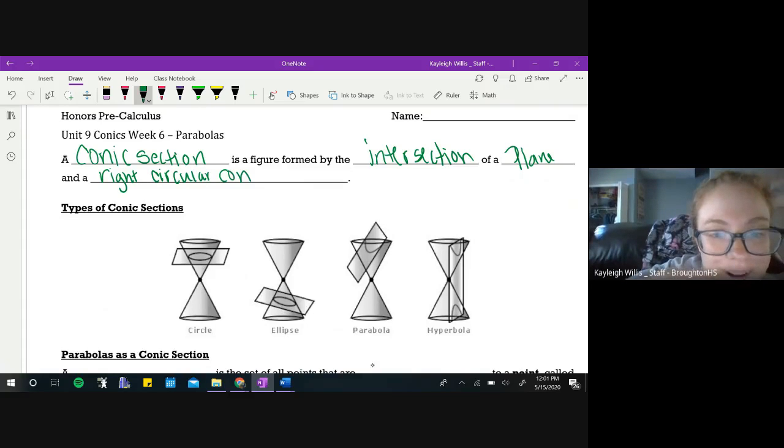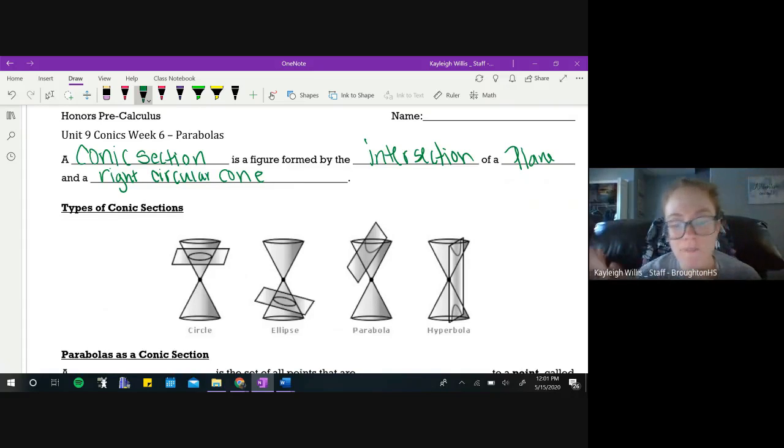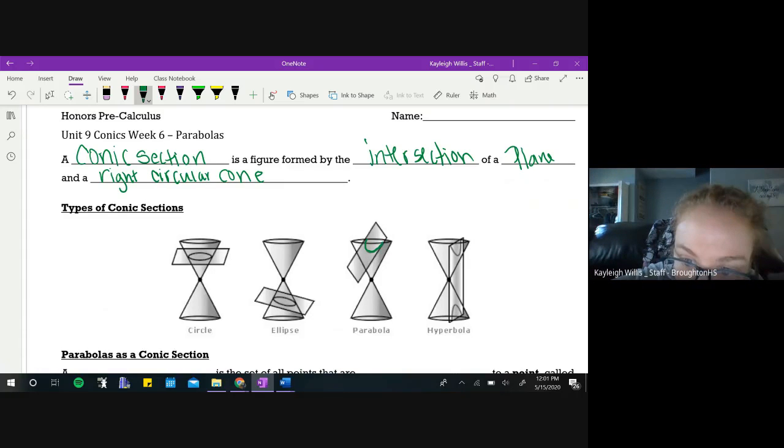And if you're just like, what the heck? I have 4 beautiful examples. The way we tilt that plane creates the 4 conic sections that we are talking about. We will not be talking about hyperbola this year due to the corona, but we're going to focus on circle, ellipse, and parabola. Today's lesson is just about this parabola right here that is formed by that plane.